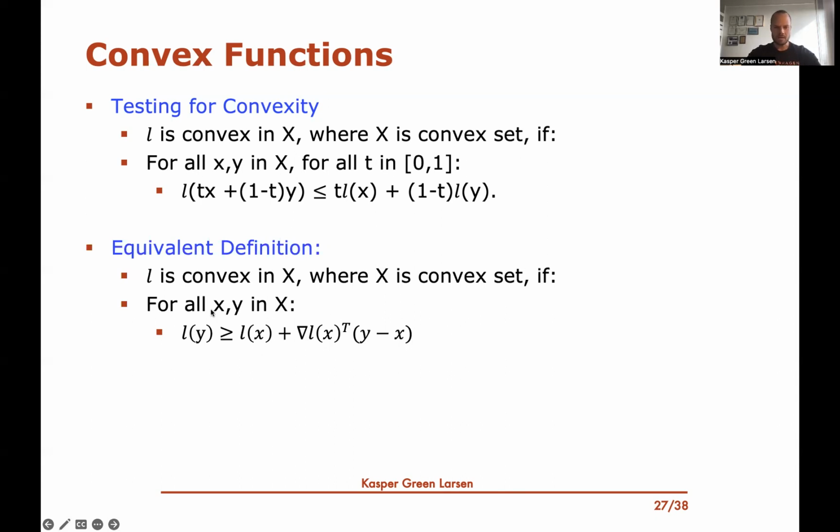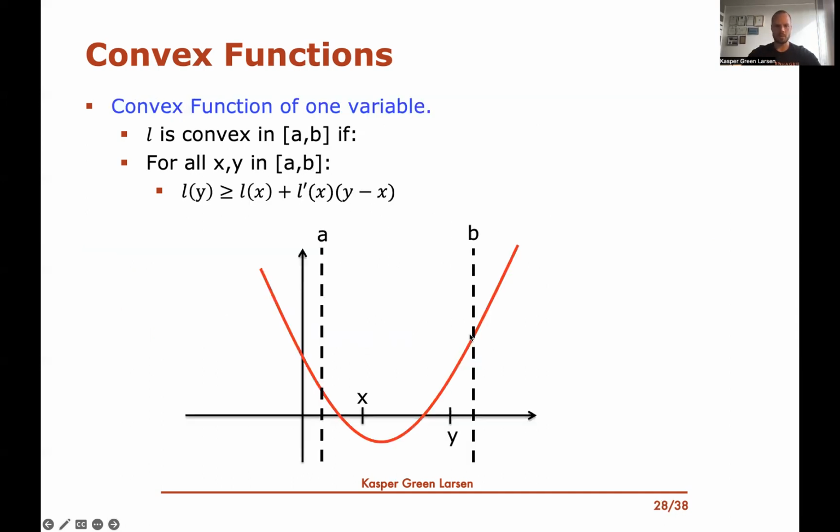Okay, so let's try to see if we can get a natural interpretation of this. Let's go to one variable again. So again, it's convex between A and B, so we have this region that we're testing convexity in. L of Y is at least L of X plus the gradient, which if I have just a single variable is just the derivative of this function L at X, times Y minus X. So what is this expression? It's a natural interpretation, right? We have an X, we have a Y. What is this saying? What I drew in blue here, I claim that this is really equivalent to the right-hand side.